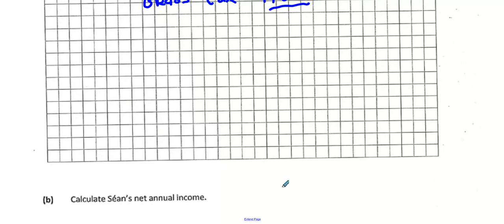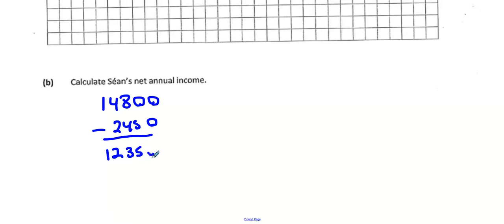Lads, calculate Sean's net income. Okay. Lads, does everybody agree we're meant to pay 14,800? But we're not going to pay all of that because we have a tax credit. 2,450. So what's that then? 12,350. Is that okay, you guys? 12,350 is tax payable.